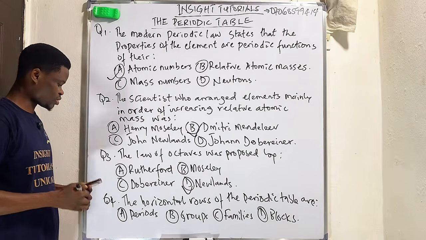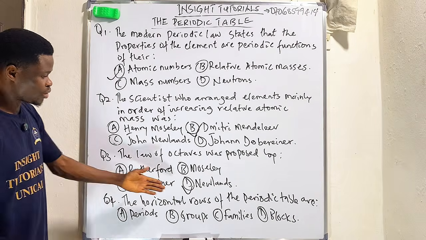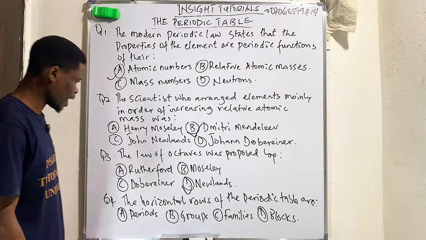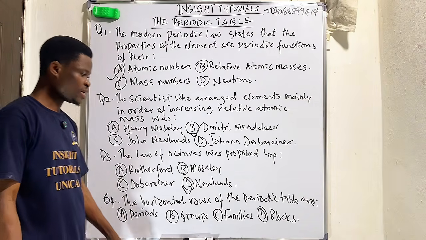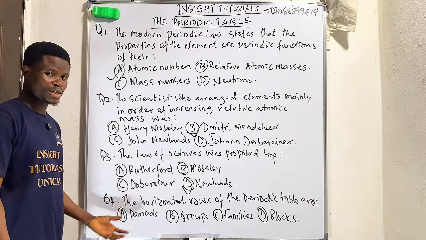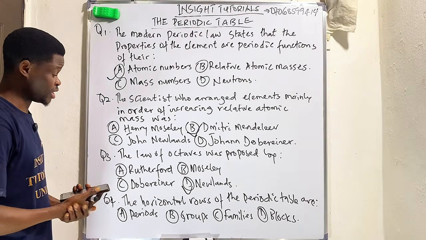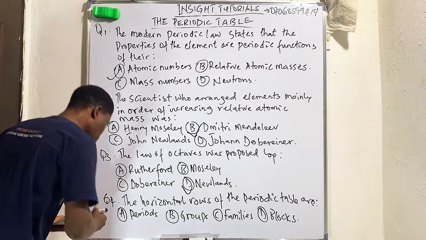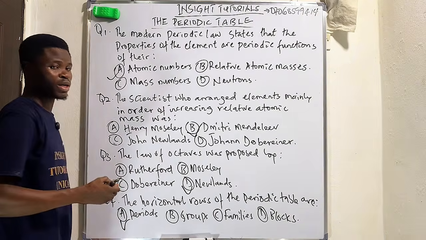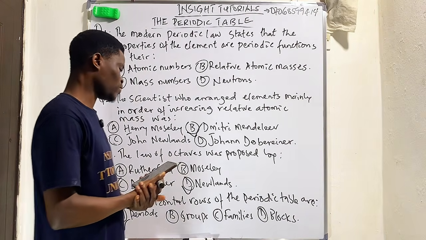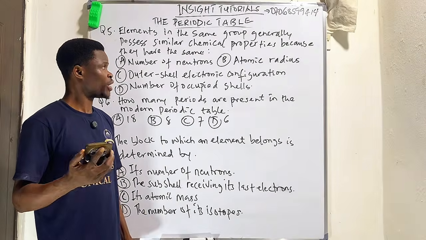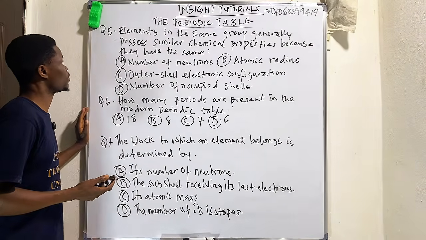The next question says, the horizontal rows of the periodic table are dash. A says period, B says group, C says family, and D says block. We all know that the horizontal part of the periodic table is simply referred to as periods. The group is actually the vertical axis of the periodic table.